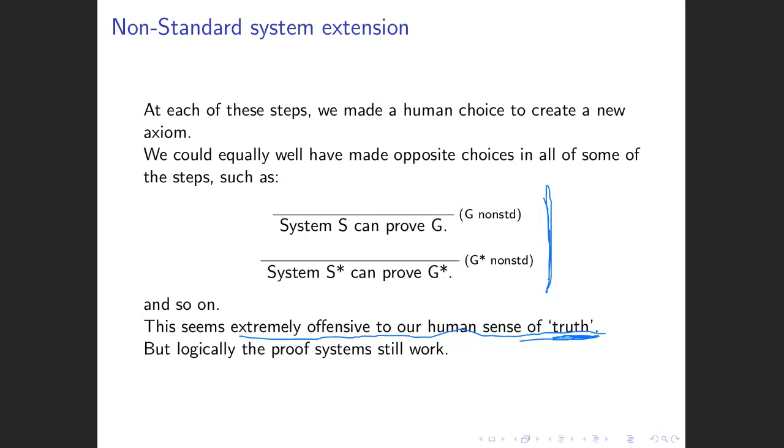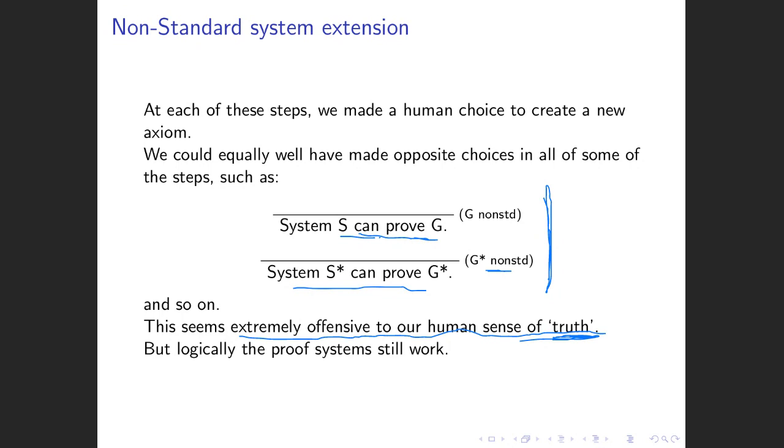Here is a non-standard version of the first one. Here we're going to say system S can prove G. We're going to chuck that in as an axiom. Now remember, at every stage of this process, we get to make a choice. So some of them we could give the standard one, that it can't, and other times we can make a non-standard one. So here's a non-standard version of the second one: system S star can prove G. So logically, this works.